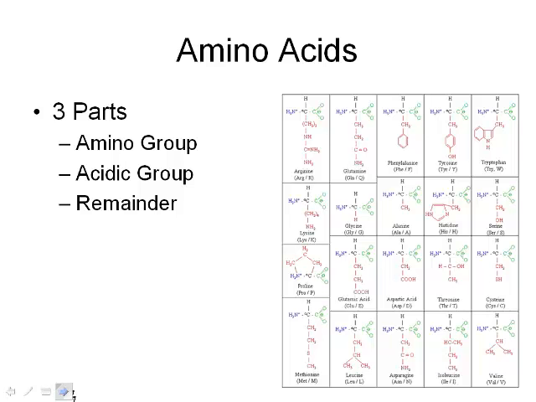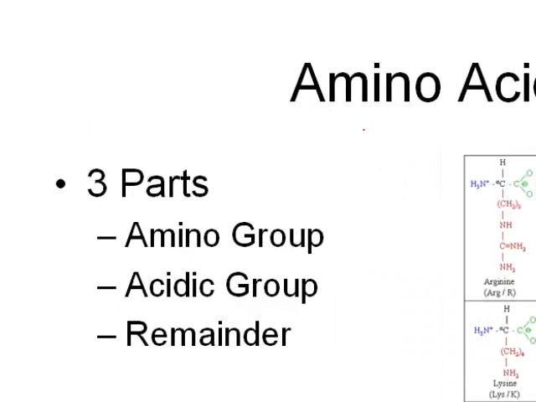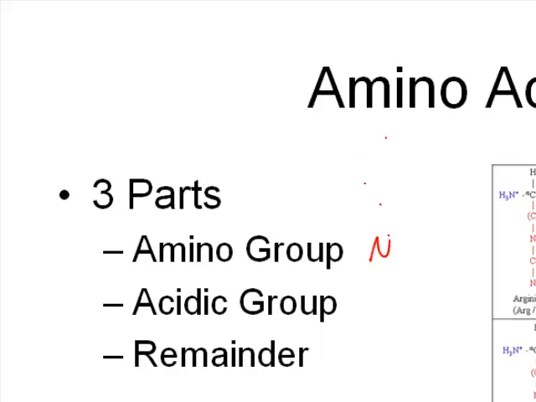This is something that I'm going to hand out to you guys in class. You guys will have an amino acid handout for all the different types. Amino acids, we're not going to go into a whole lot of detail yet on these, but all you need to know is that there's 3 parts. There's an amino group, which means NH2. There's an acidic group, which is a C double bond O OH. And then there's also a remainder group, which we call the R group.